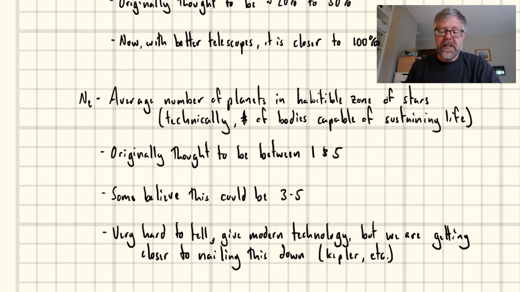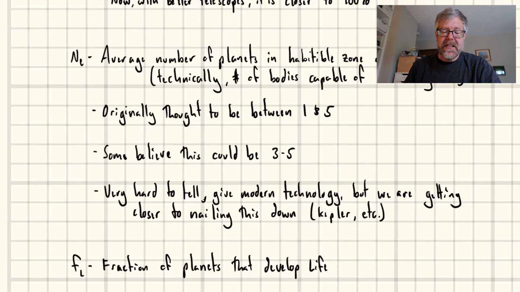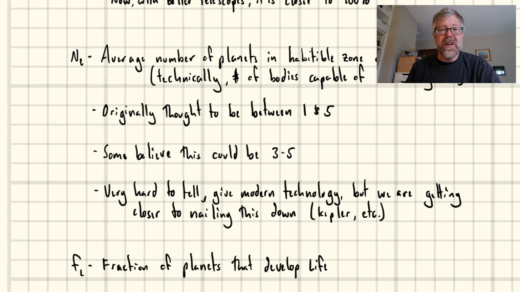This was originally thought to be between 1 and 5 planets around the stars, and some believe that it could be roughly 3 to 5 now. It's really hard to tell because the telescopes that we have that can detect planets going around stars can't really detect small planets that are in the habitable zone. They're really meant to detect larger planets that are much closer to the sun, or the star. And so we're going to nail this down pretty soon with newer and newer telescopes that are being launched.